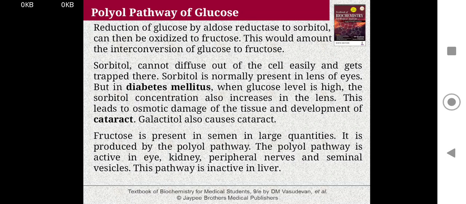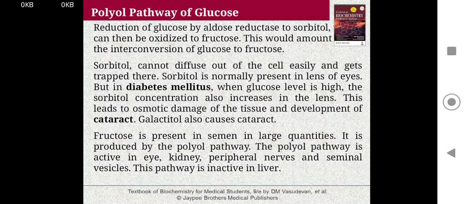Now, polyol pathway of glucose. Reduction of glucose by aldose reductase to sorbitol, which can then be oxidized to fructose. This amounts to the interconversion of glucose to fructose. Sorbitol cannot diffuse out of the cell easily and gets trapped there. So sorbitol is normally present in lens of eye, but in diabetes mellitus, when glucose is high, the polyol pathway operates, and the sorbitol concentration increases in the lens. This will lead to osmotic change and develop cataract.